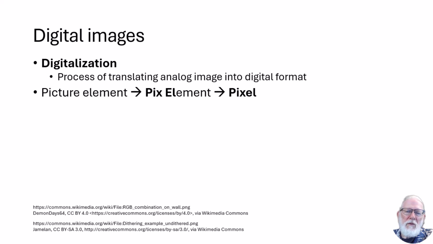Another term that we'll want to be familiar with is that of pixel. A pixel is the smallest accessible piece of a digital image. It's the dot or the square that takes on a certain color. All of those pixels then together make up the picture. Pixel is derived from a contraction of the words picture element, shortened to pix element, and then pixel.